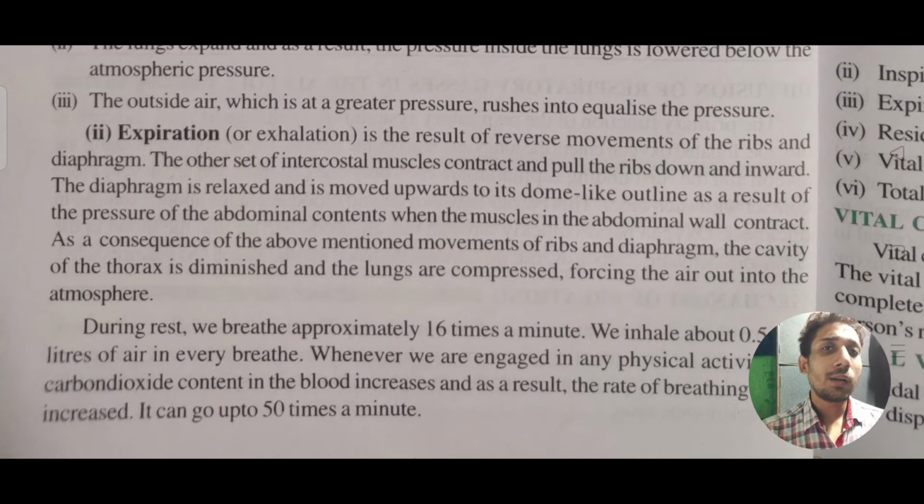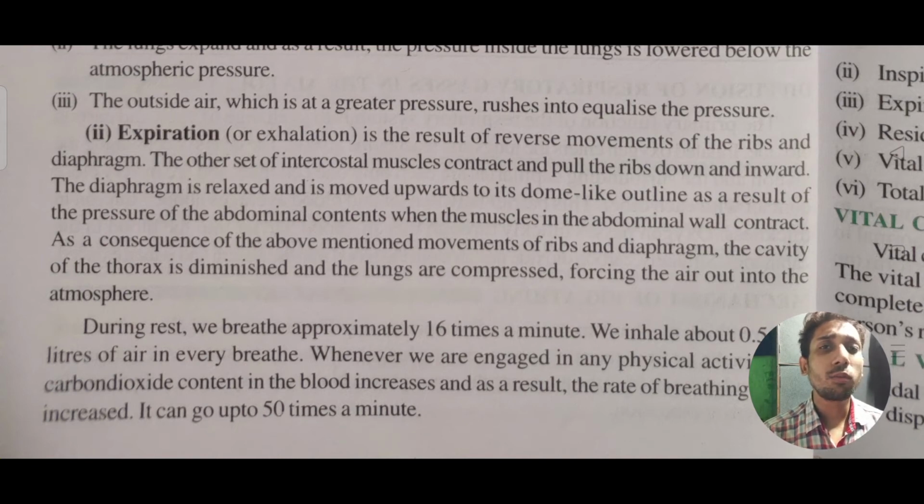At that time our diaphragm is relaxed and moves upward to its dome-like outline as a result of the pressure of abdominal contents when the muscles in the abdominal wall contract. It is quite opposite from inhalation. In expiration the muscles contract and pull, but in inhalation the opposite occurs. As a consequence, the movement of ribs, diaphragm, and the cavity of the thorax all diminish and the lungs are compressed, forcing the air out into the atmosphere.